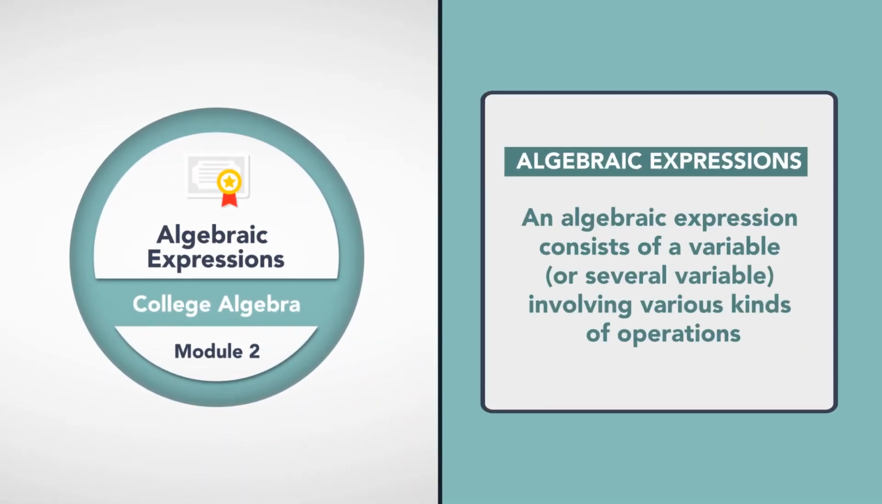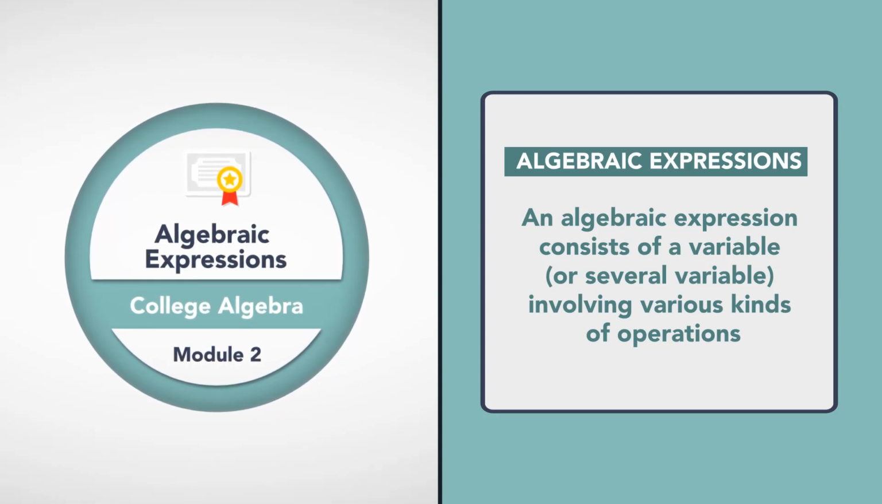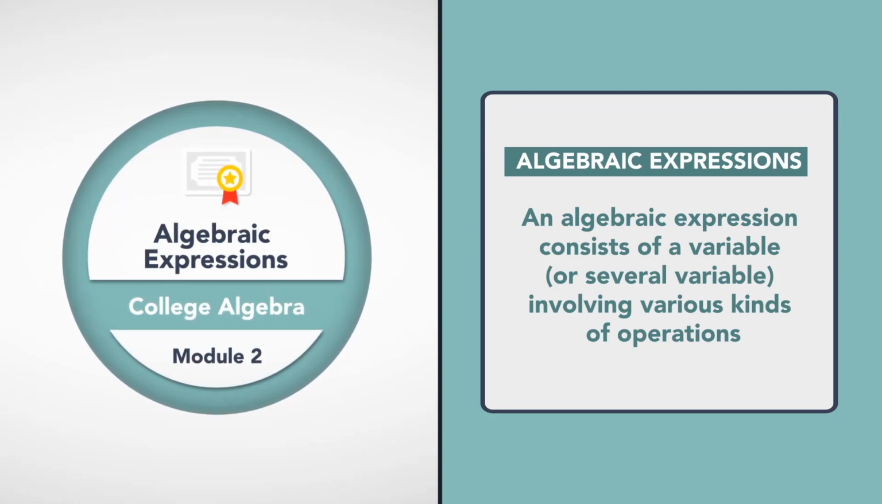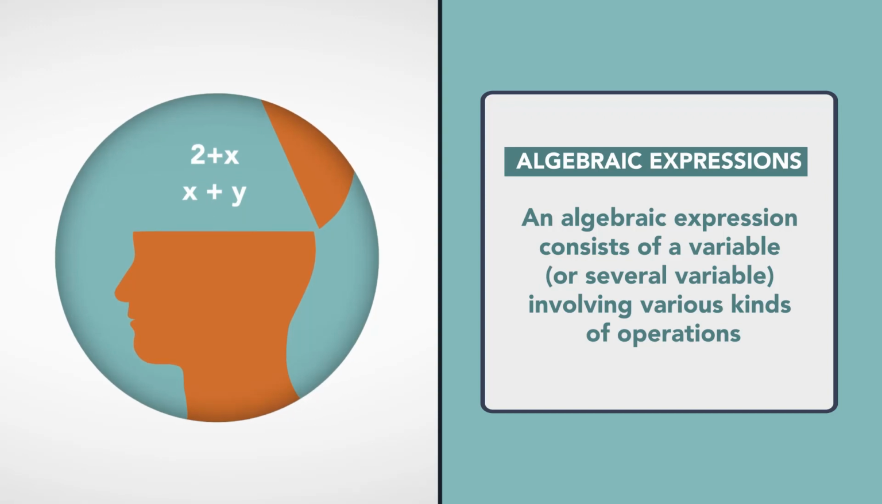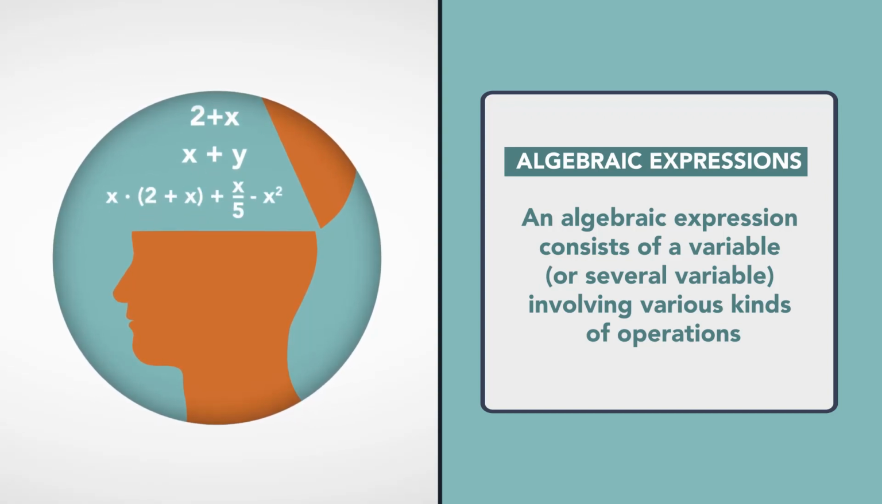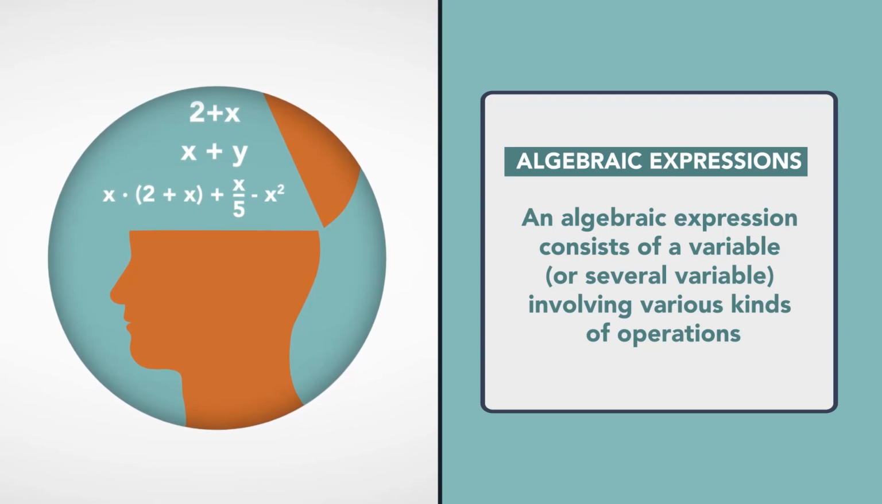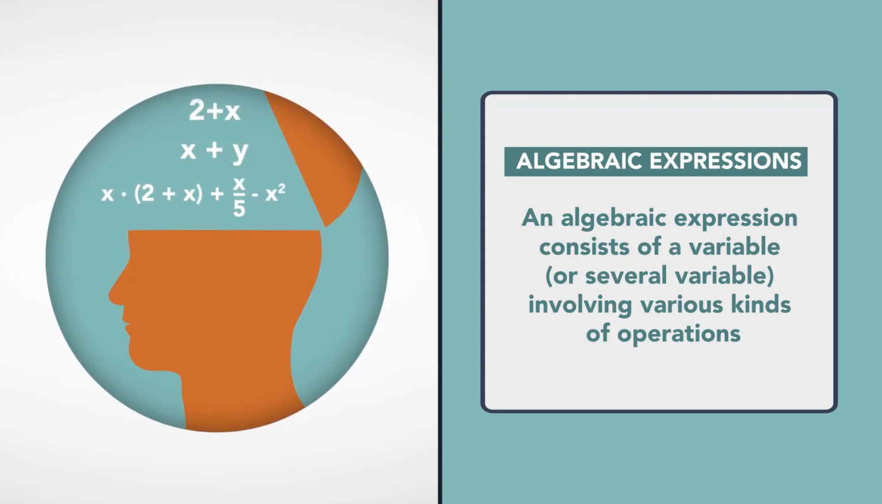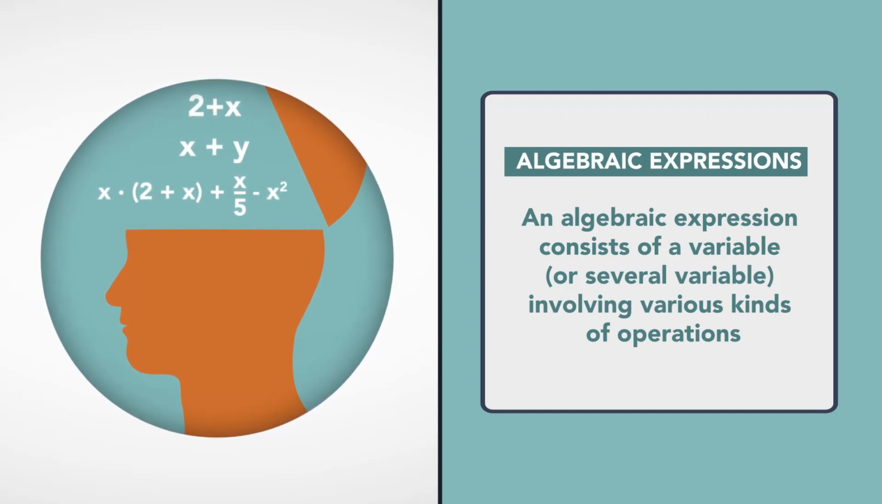An algebraic expression consists of a variable, or several variables, involving different kinds of operations. For example, 2 plus x is an algebraic expression. X plus y is also. X times parentheses 2 plus x divided by 5 minus x squared is another example. These are algebraic expressions, since they consist of variables and various operations between them.